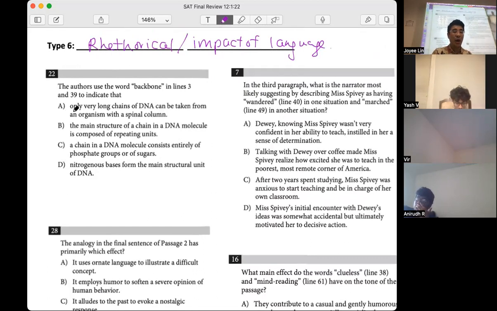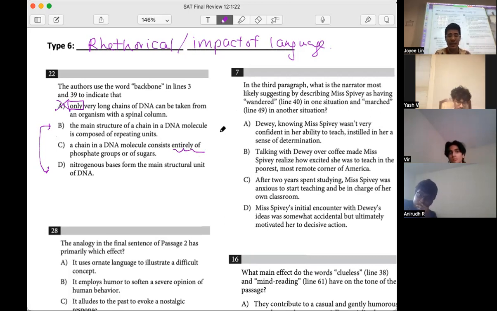So A, only very long chains of DNA. Oh. Again, it's not literally a backbone, right? And so anything like only, it's more for rhetorical impact. It's likely D. The main structure is composed of repeating units. It could be B or C, right? B or D, right? Versus C says entirely of phosphate groups of sugars. I don't know. Yeah, so that's where we're getting that idea, right? So backbone gets translated there.